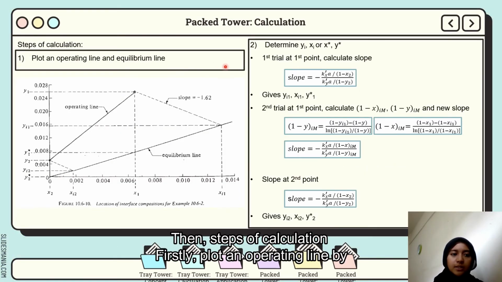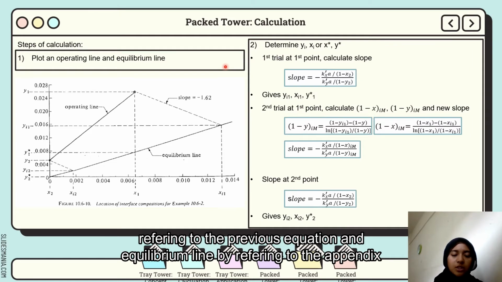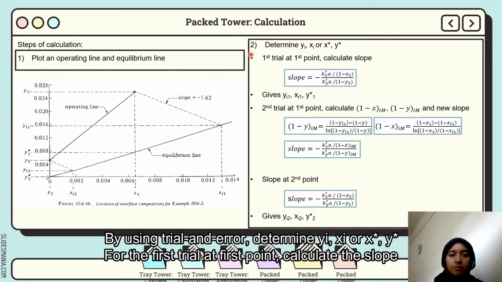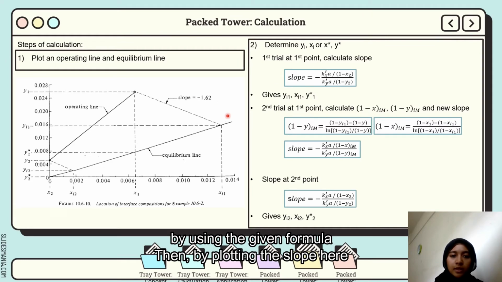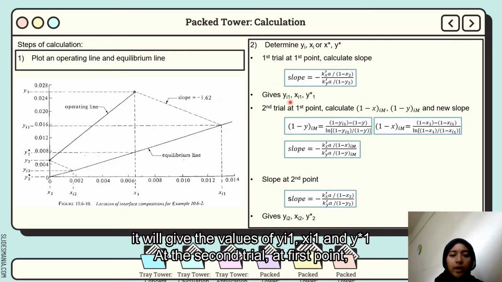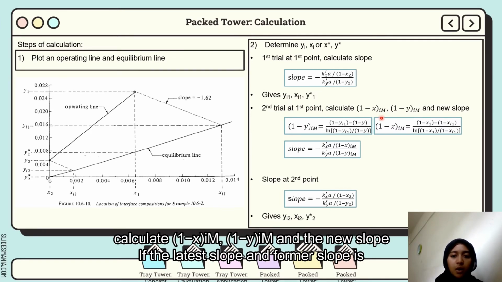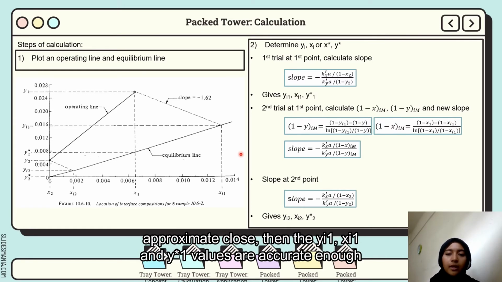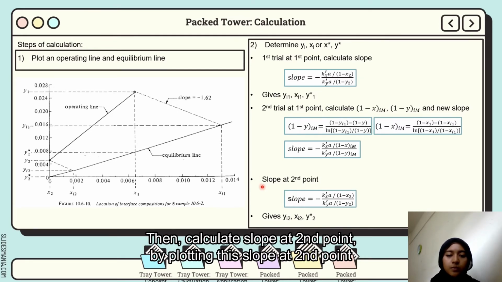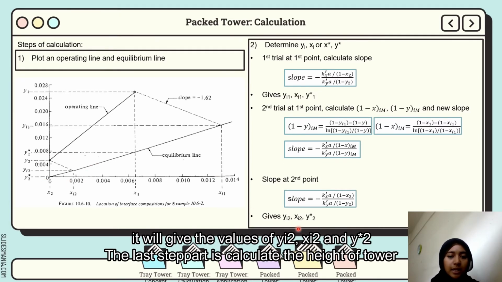Then, the steps of calculation. Firstly, plot an operating line by referring to the previous equation and the equilibrium line by referring to the appendix. By using trial and error, determine yi, xi, or x star, y star. For the first trial at the first point, calculate the slope by using the given formula. Then, by plotting the slope here, it will give the values of yi1, xi1, and y star 1. At the second trial at the first point, calculate 1 minus xim, 1 minus yim, and the new slope. If the latest slope and former slope are approximately close, then the yi1, xi1, and y star 1 values are accurate enough. Then, calculate slopes at the second point. By plotting the slope at the second point, it will give the values of yi2, xi2, and y star 2.